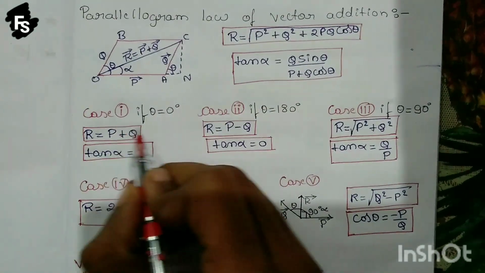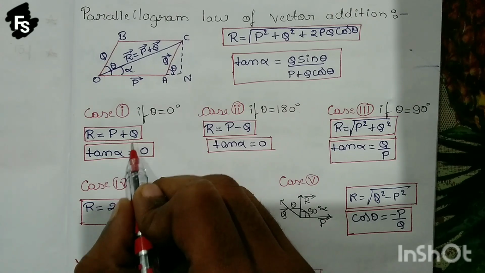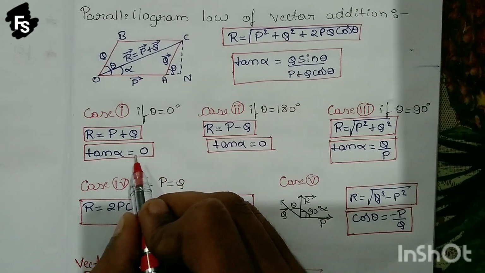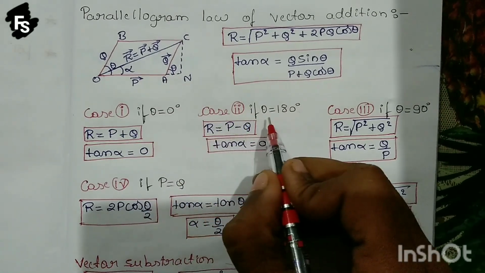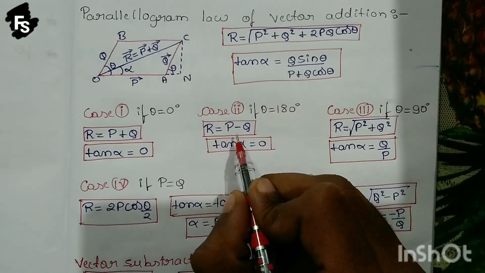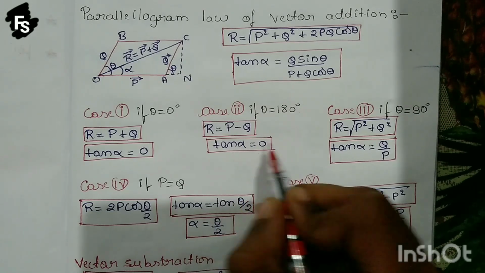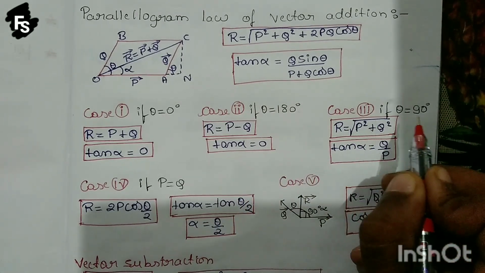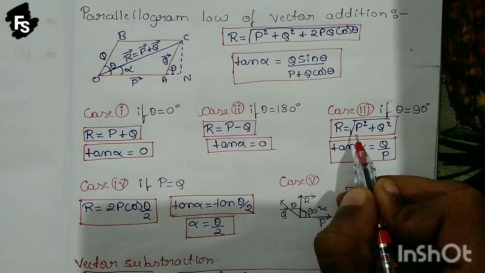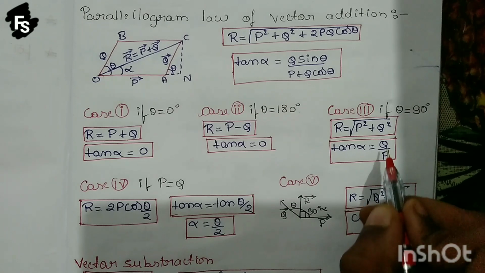Case first: if theta equals 0, then R equals p plus q. The direction will be 0. Case 2: if theta equals 180 degrees, then the resultant is equal to p minus q. Then direction tan alpha equals 0. Case third: if theta equals 90 degrees, then the resultant is equal to root of p square plus q square. Direction tan alpha equals q by p.